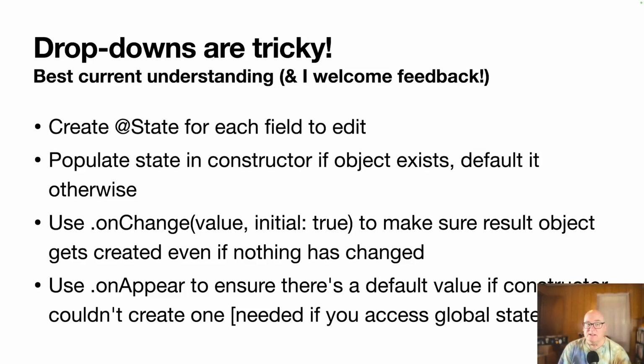And then inside the code, we'll use onChange value with initial true. So that's where, if we detect a change of one of our state variables, we'll update the resulting object, and the initial true makes sure it gets created even the first time. And then finally, onAppear lets you grab values in, well, I'll say global, but it's kind of quote global state. So maybe you need a default value because you need access to global state. You couldn't get it until the view appears. So sometimes you'll need that.